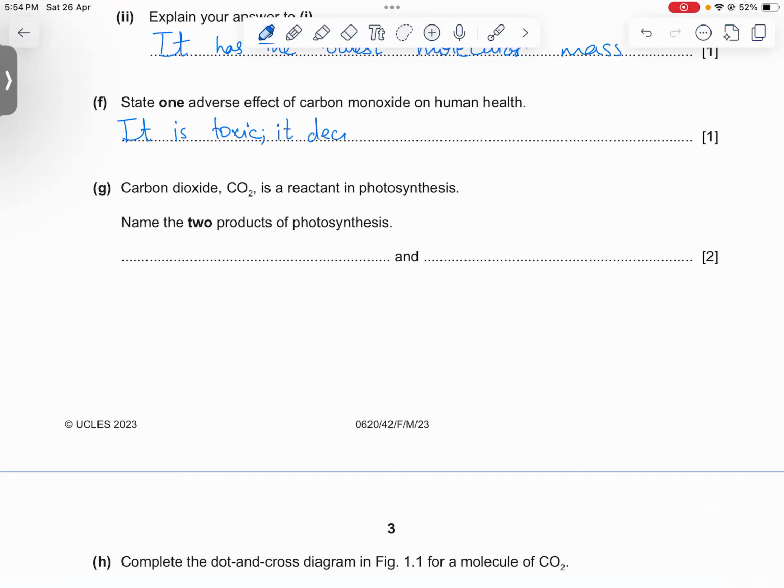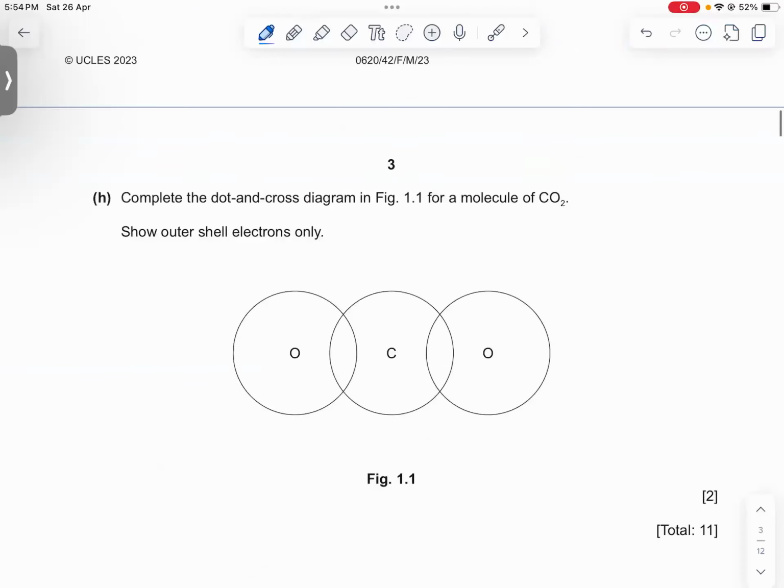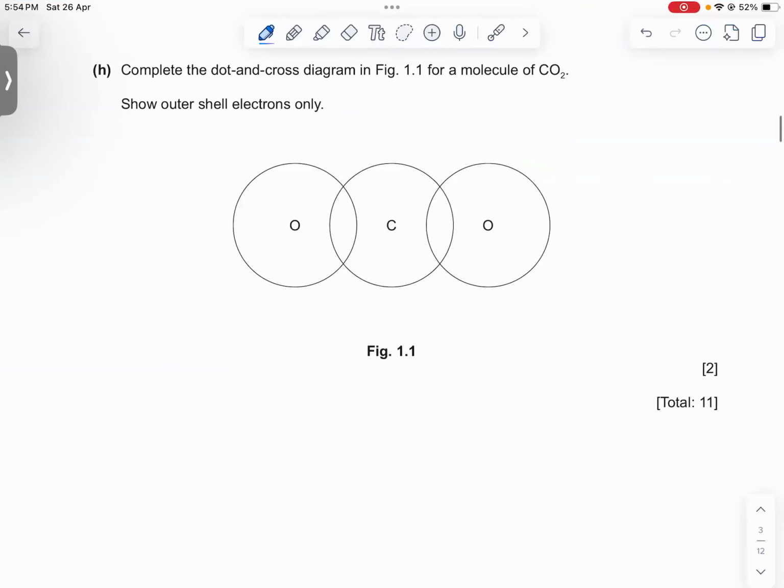It decreases oxygen carrying capacity of the body. Next, carbon dioxide CO2 is a reactant in photosynthesis. Name the two products of photosynthesis. The two products of photosynthesis are glucose and oxygen. We have to write the name, don't write the formula. Glucose and oxygen. Next, complete the dot and cross diagram for carbon dioxide.